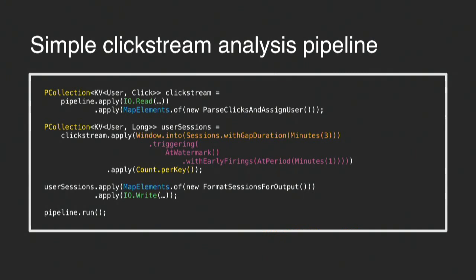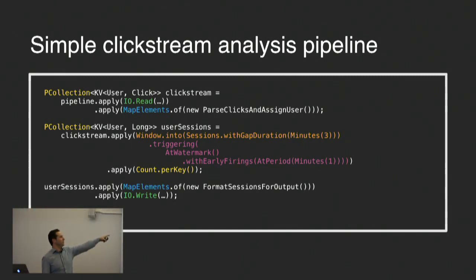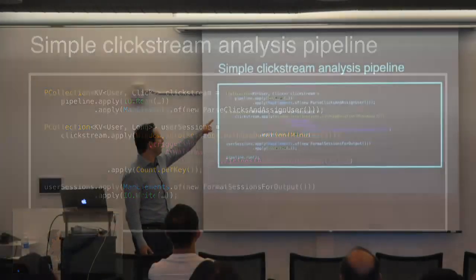All right, so now that we've gone over some terminology, I'm going to step back to the code for this clickstream analysis pipeline that we were talking about before. So what are we doing here? First of all, we take our pipeline and we just say, read the data. And I'm explicitly just saying io.read. I'm not saying where I'm reading the data from. Then I'm going to apply this MapElements transform, which just takes a function that executes on every element. And here it's just parsing every click and assigning it a key of the user.